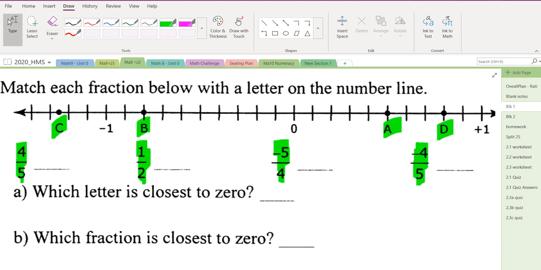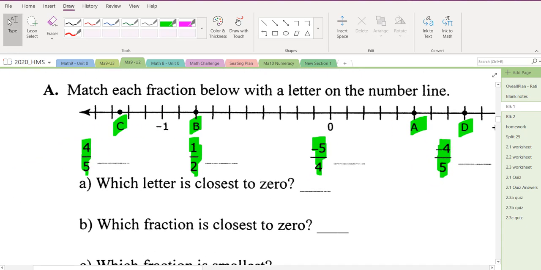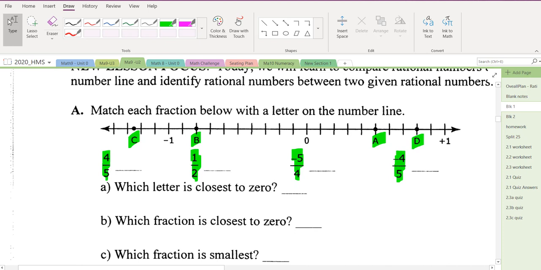Then we go, okay, how can we justify what each fraction is? And what I suggest is starting off with the extremes. So you have 4 fractions there. Which one of those fractions would you say is the biggest one? So you have 4/5, 1/2, -5/4, -4/5. Which one's the biggest? Braden?